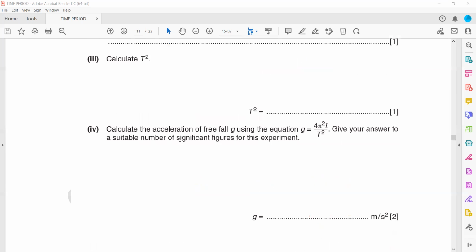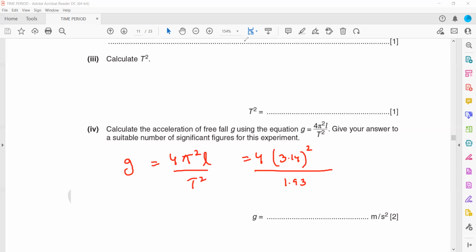The next one, calculate the acceleration of free fall by using the formula 4 pi square L over T square, and give your answer. So how to get this result? According to the formula, the gravity is 4 pi square L divided by T square. So we have all the values. 4 is there. What is the value of pi? Pi is 3.14, and then square. T square we already worked out, that is 1.93. What about length?